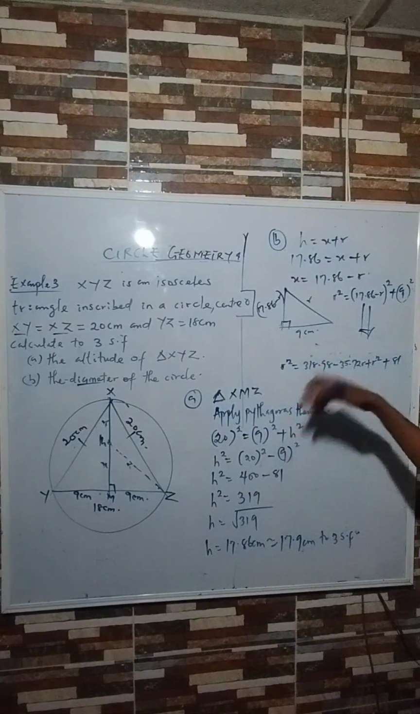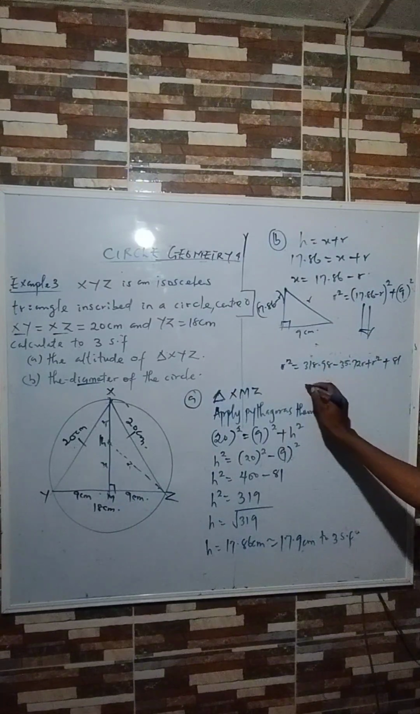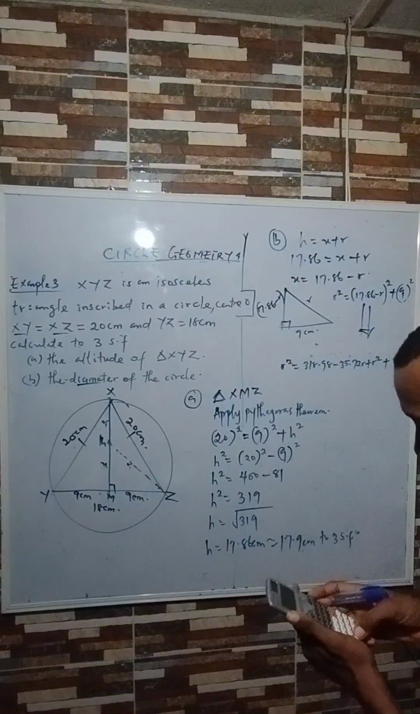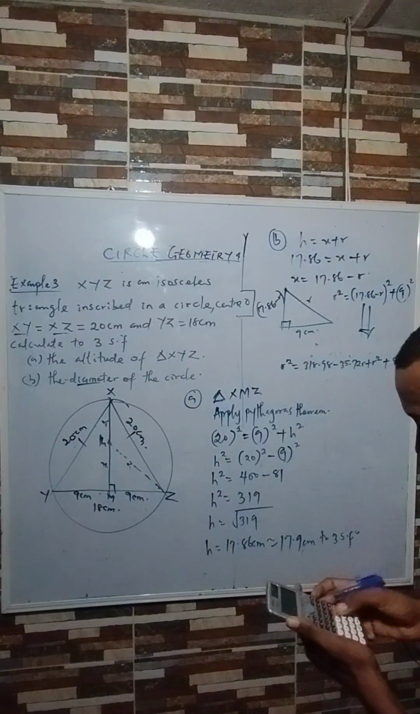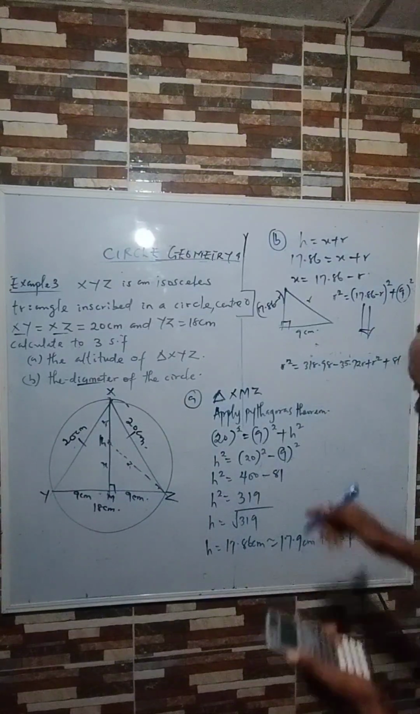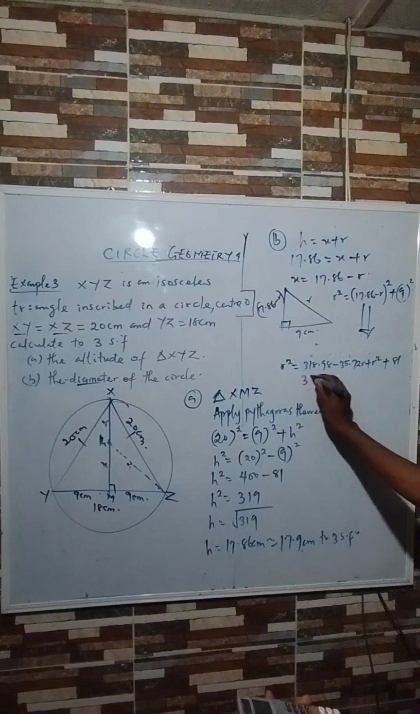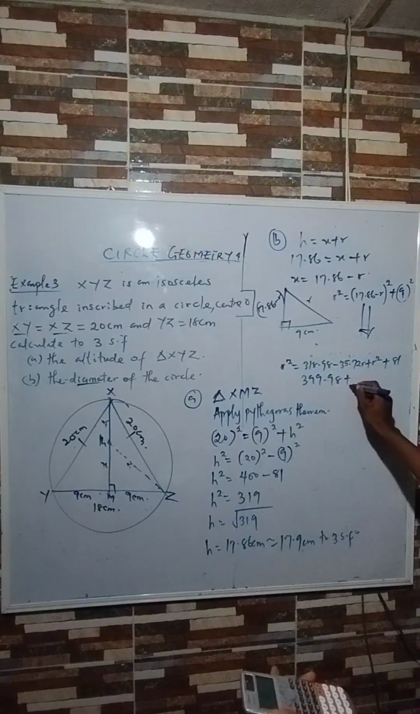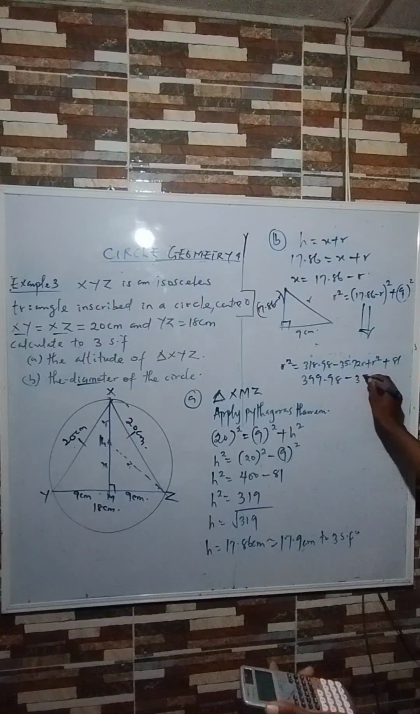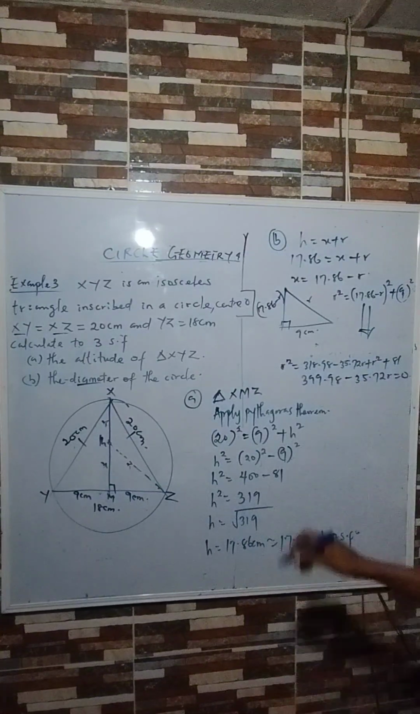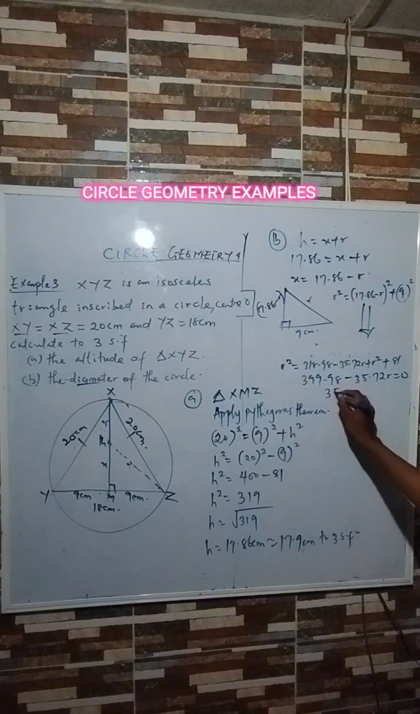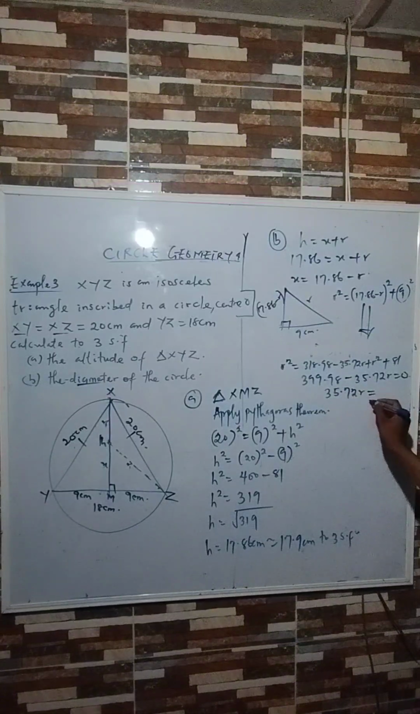And we know that r square minus r square is 0. So we are going to have 318.98 plus 81, which gives you 399.98, minus 35.72 r equals 0. So take this to the other side. That will give you 35.72 r equals 399.98. So what's our r?